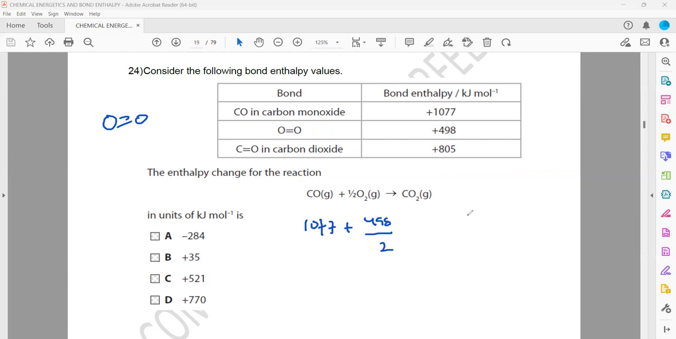energy. And the bond forming energy, because in carbon dioxide, one bond is 805. But in carbon dioxide, there are two double bonds, so this will be twice 805. So 1 mole of double bond is 498, a half mole of double bond will be half of it. So this will be the bond breaking energy and this is the bond forming energy. We just take the difference between the bond breaking and the bond forming to get the enthalpy change. So minus 284, or A, will be the right answer.